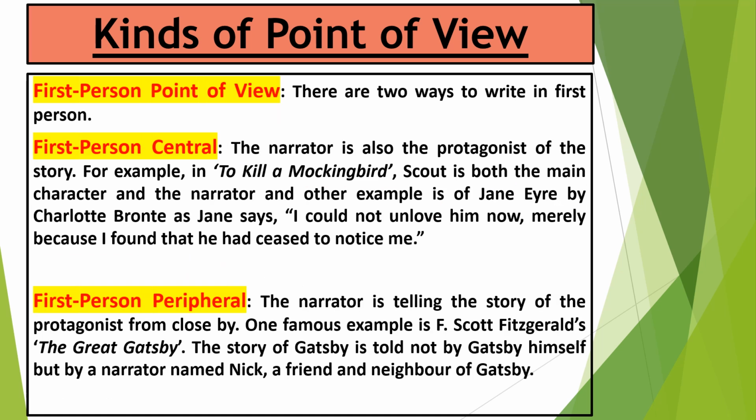In first person point of view, we have two basic types. First person central, in which the protagonist is the basic character of the story, or you could say the narrator is the protagonist as well. So the narrator who is narrating the story is also the protagonist or the main character of the story. For example, in To Kill a Mockingbird, Scout is both the main character and the narrator.